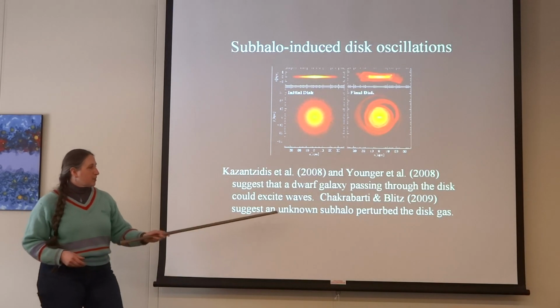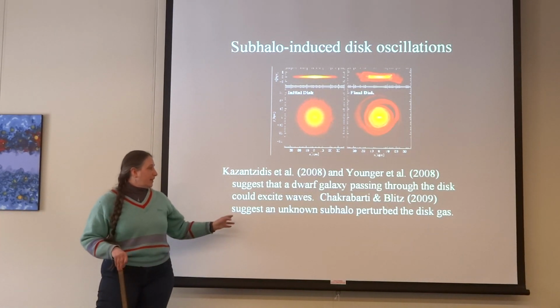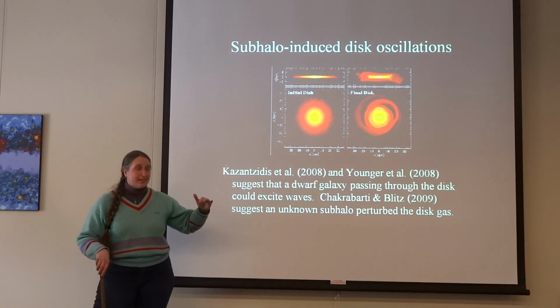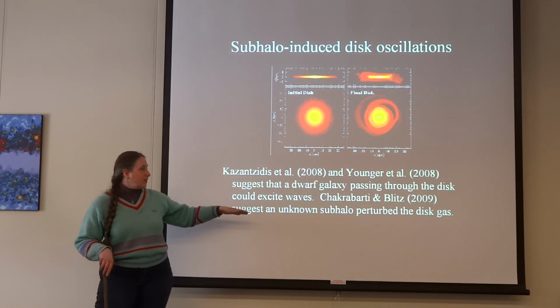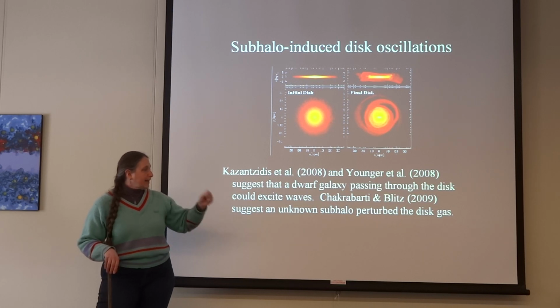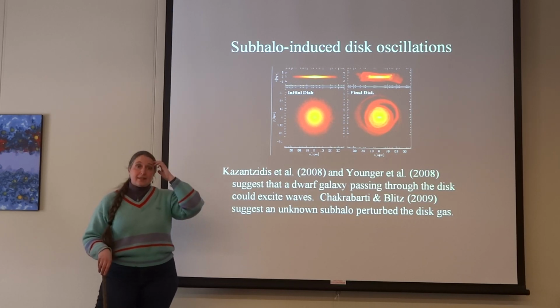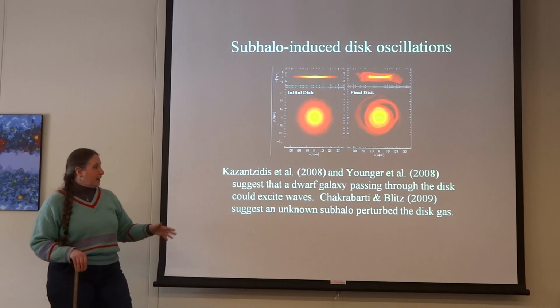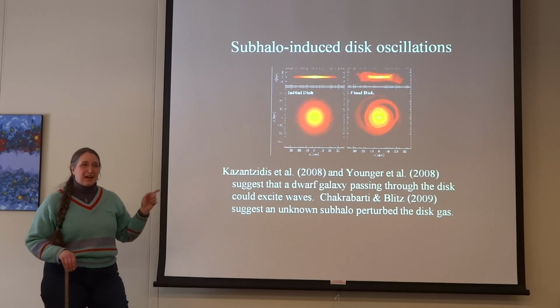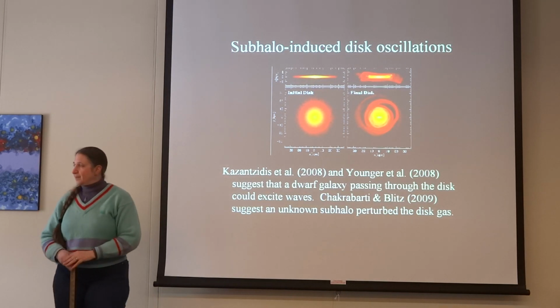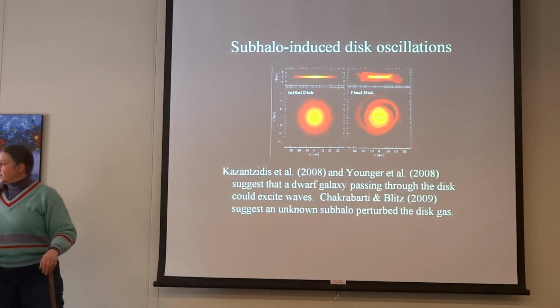There's another interesting paper, Chakrabarty and Blitz from 2009, that suggested that from seeing the oscillations in the gas in the disk, that could have been another dwarf galaxy or subhalo, so a dark or light satellite of the Milky Way that perturbed the gas that's seen in the disk, and that's very far out in the Milky Way. In fact, recently I think they may have found a dwarf galaxy that could have caused that, but that's a very new result.